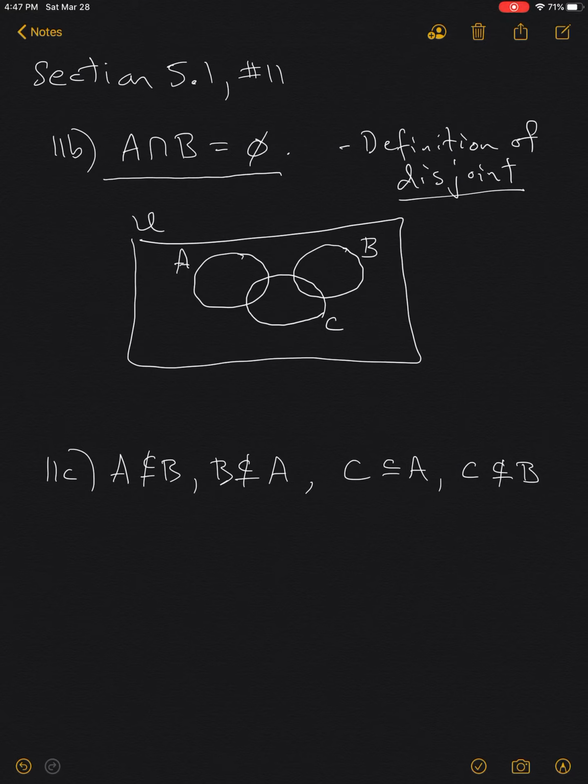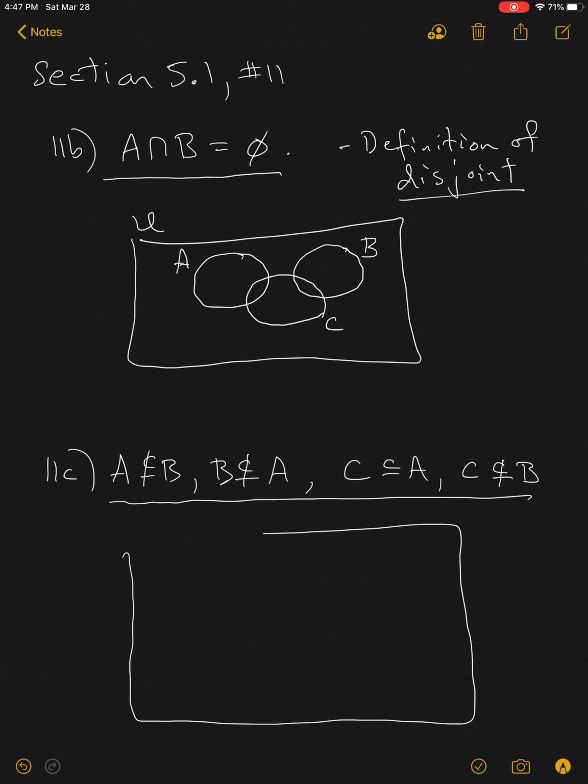All right, for part C, 11 part C, we have a longer list of conditions that are satisfied. So here's our universal set U. Let's just list these off. A is not a subset of B, and B is not a subset of A. That means A and B may have something in common, but neither one of them sits completely inside the other.